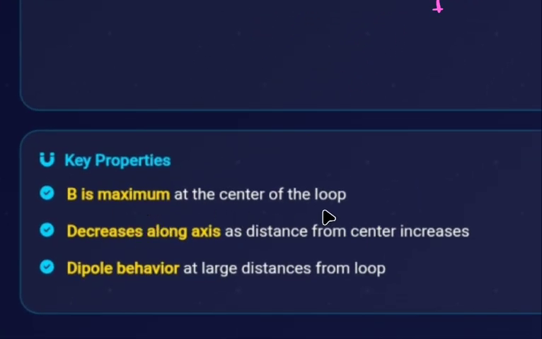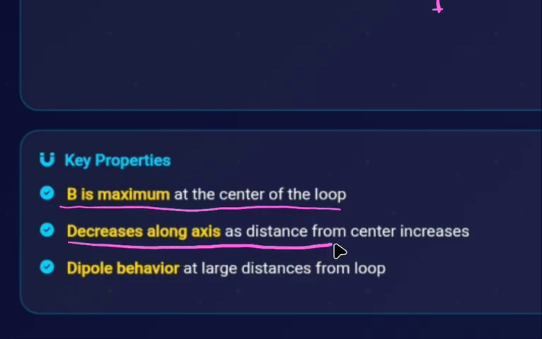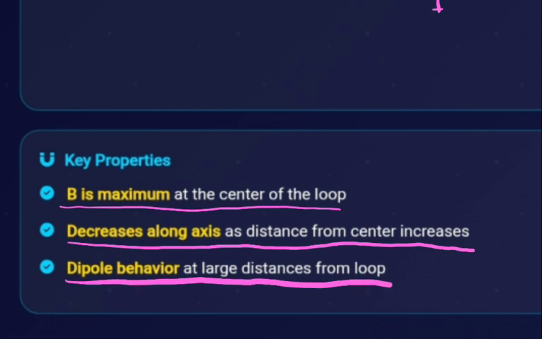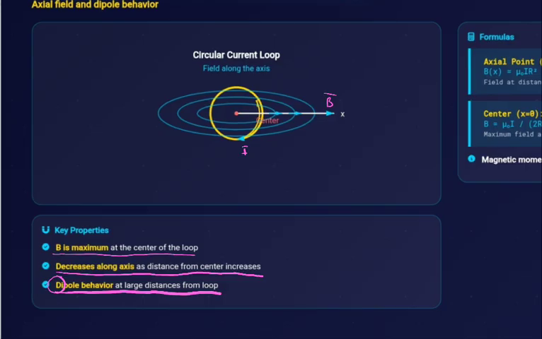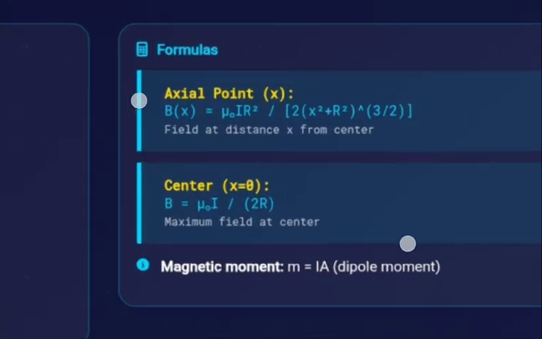B is maximum at the center of the loop. Decreases along x-axis as the distance from the center increases. Dipole behavior at large distances from loop. Dipole, north-south, couple, two poles.